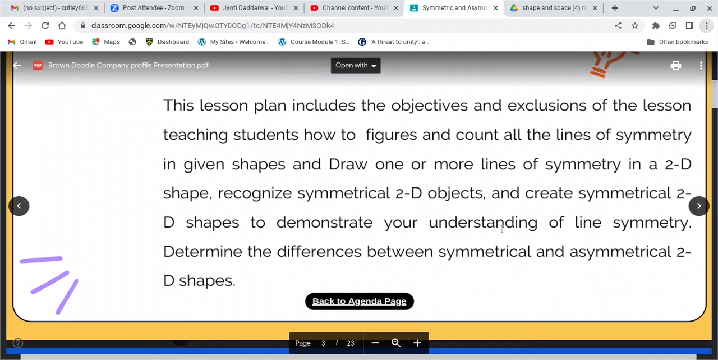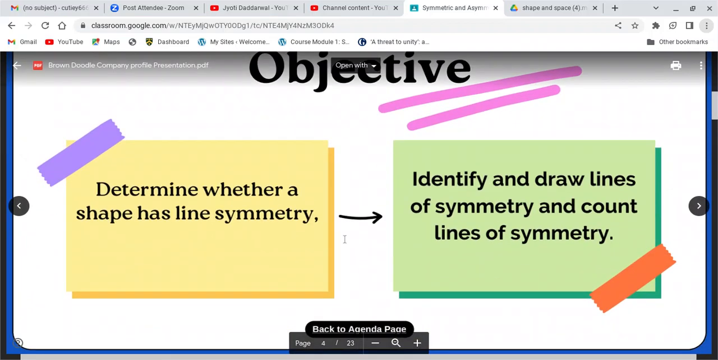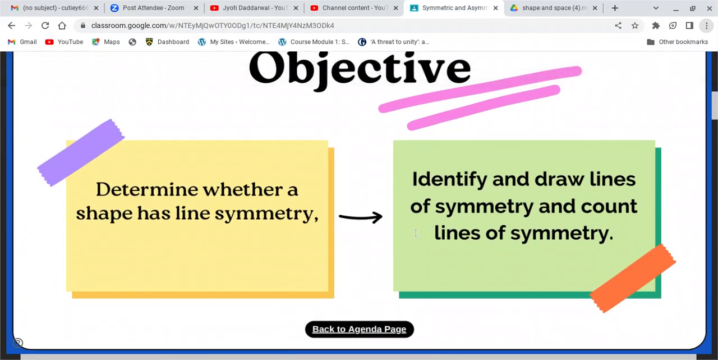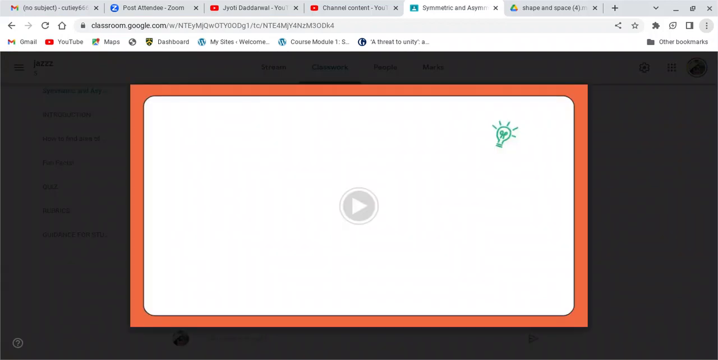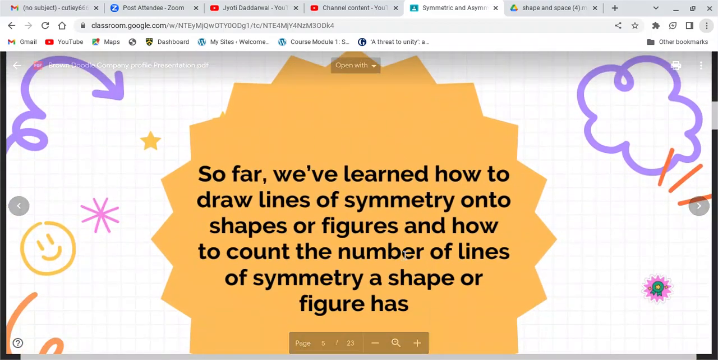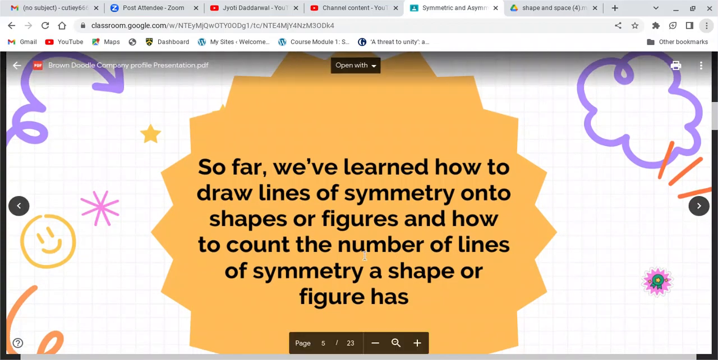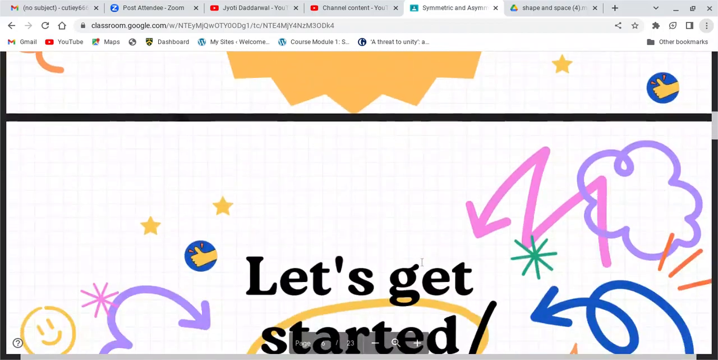After that I introduce the asymmetrical things to them, and I also teach my students that there can be more symmetrical lines, more than two, because Shivali only taught up to two lines of symmetry. Then I move further, to 3, 4, and 5. Then my objective is to determine whether a shape has a line of symmetry, identify and draw lines of symmetry, and count lines of symmetry. So far we have learned how to draw lines of symmetry onto shapes or figures, and how to count the number of lines of symmetry a shape or a figure has.